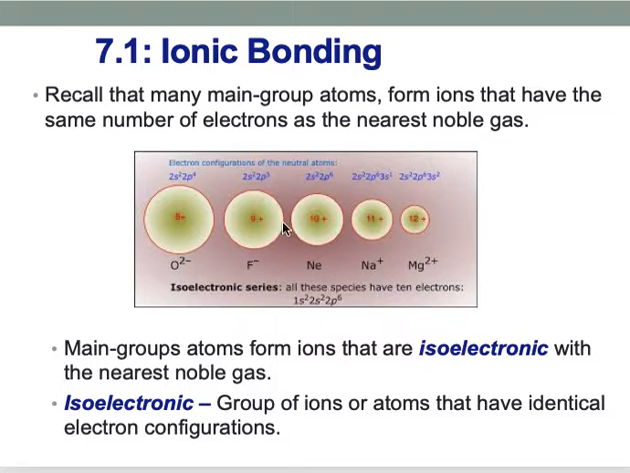neon. And so the ones here on the left, oxygen and fluorine, are nonmetals, and they're going to gain electrons. Sodium and magnesium are metals, and they're going to lose electrons, but they all four become like neon in terms of electron configuration. And so that means they are isoelectronic, same number of electrons, same ordering of electrons.